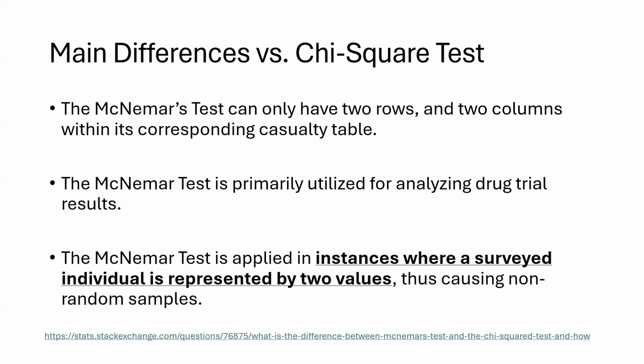The McNemar test is primarily utilized for analyzing drug trial results. And the McNemar test is applied in instances where a surveyed individual is represented by 2 values, thus creating non-random samples. And the third point is probably the most important to understand. Within the video description, along with the associated code, there's a link to a Stack Exchange thread that goes over in greater detail some of the differences between the McNemar test and the chi-square test.